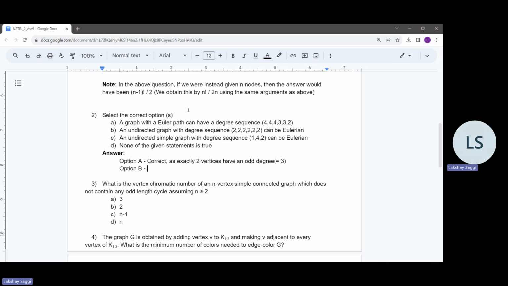Similarly, option B says a graph with degree sequence 2, 2, 2 can be Eulerian. This is also correct, as we showed that for a graph to be Eulerian, all the vertices need to be of even degree. And here, all vertices have a degree of 2, and 2 is an even number.